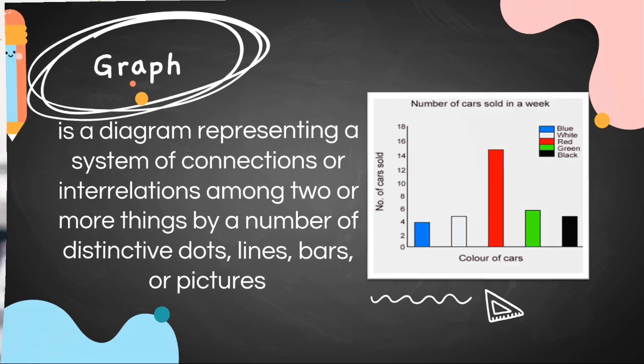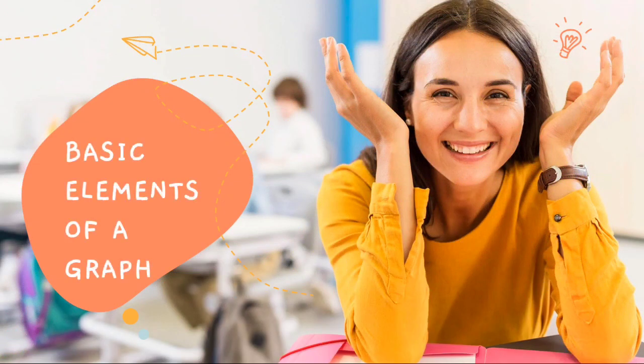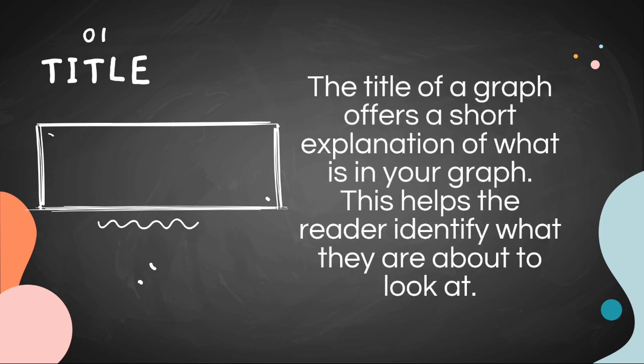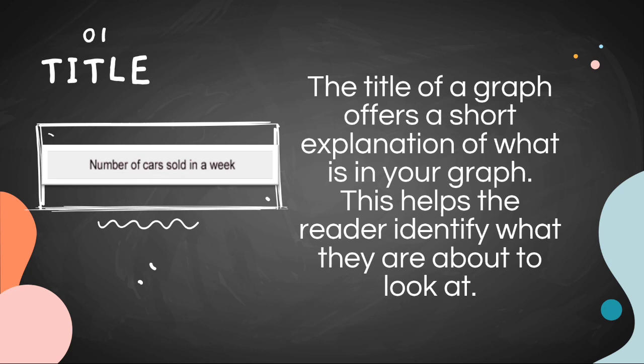Like a table, a graph has its title. What is a title then? Again, the title of a graph offers a short explanation of what is in your graph. This helps the reader identify what they are to look at. So this is an example of a title of a graph: Number of cars sold in a week.